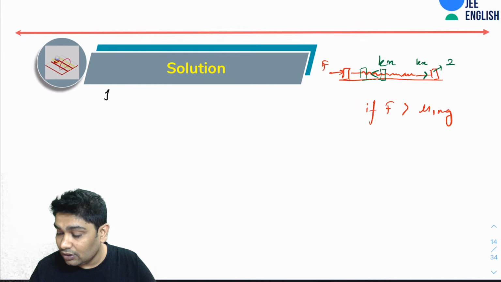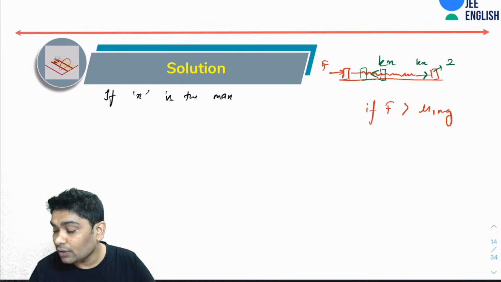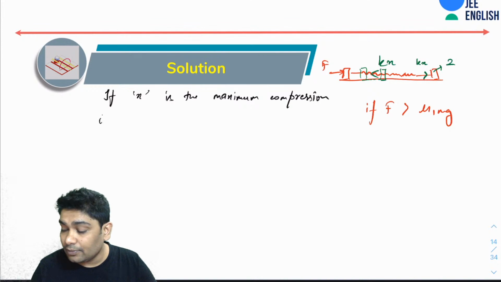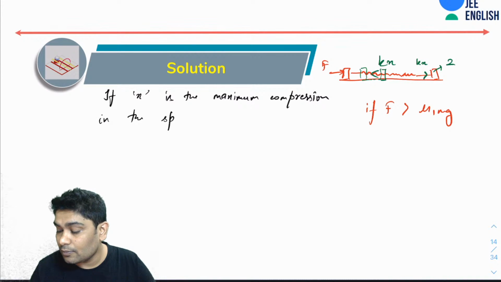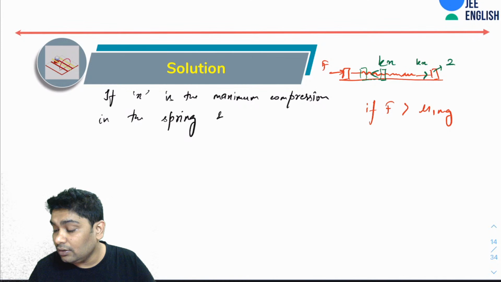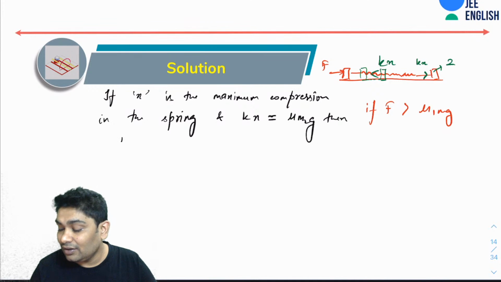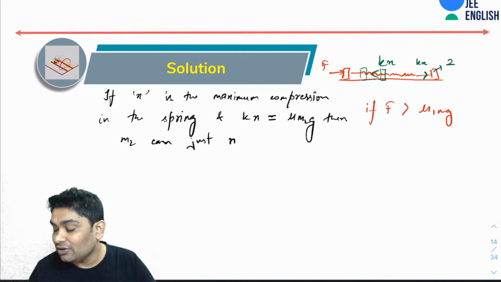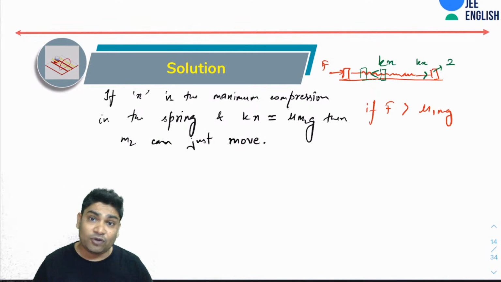let's just write that down. If x is the maximum compression in the spring, and kx is just equal to mu m2 g, then m2 can just slide, can just move. If the compression is greater than this, then of course it will definitely move.